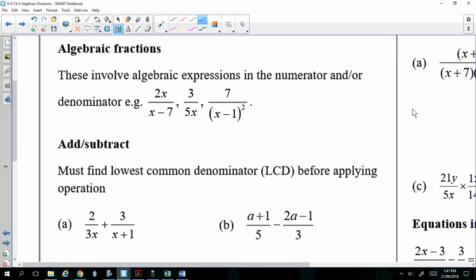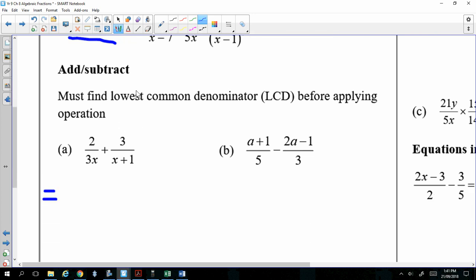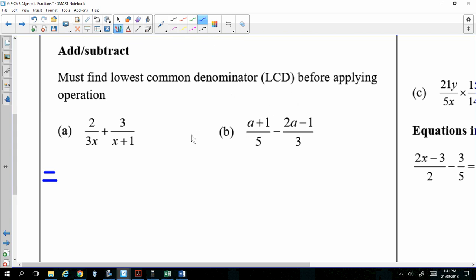Algebraic fractions, fractions that involve algebra in the numerator and/or the denominator. These are types of algebraic fractions that you can see in front of you. To add and subtract algebraic fractions, we need to make them the same denominator.